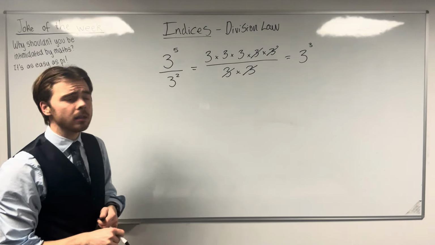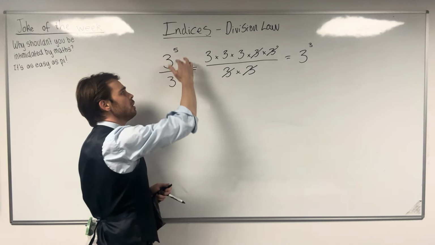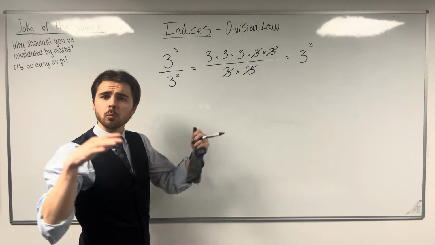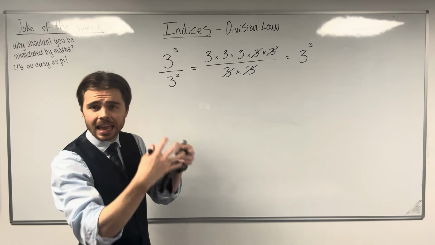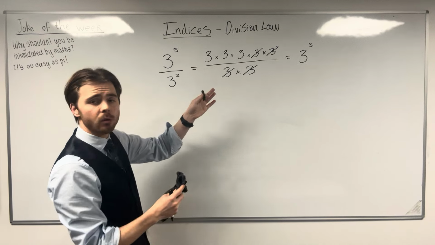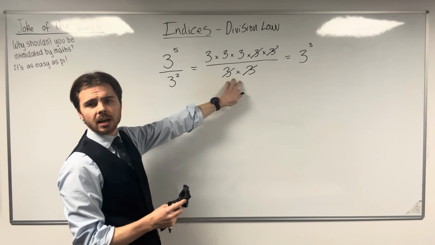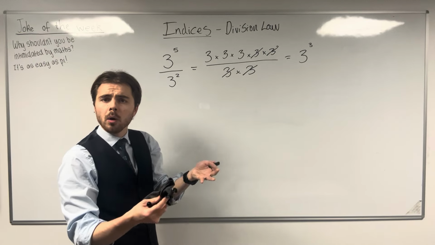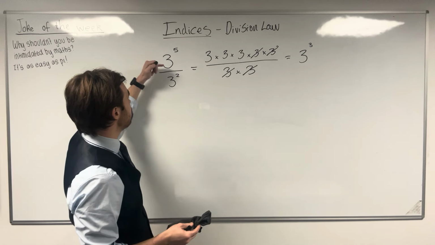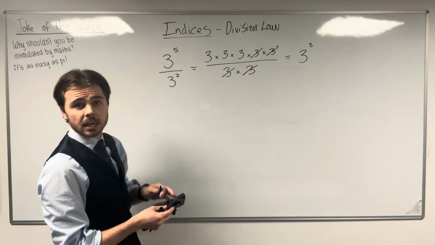Now I'm hoping you already know what you could do here. When we had multiplication, we are adding the powers. And when we are doing division, we are going to take away the powers. That's the trick we can do. We don't want to write this down every single time. That's going to take us forever. We want a nice rule we can use. And that's what we can do here. When the base numbers are the same, we can take away the powers.